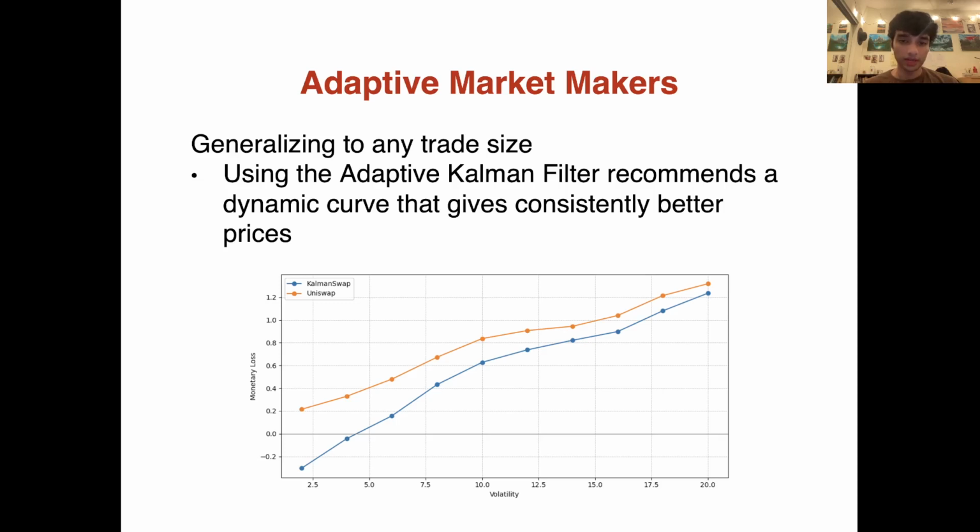Using these kinds of Kalman filter based AMMs gives us a much better and dynamic curve, which in turn gives us much better and efficient prices and drives down the monetary loss to arbitrage and thus loss versus rebalancing.